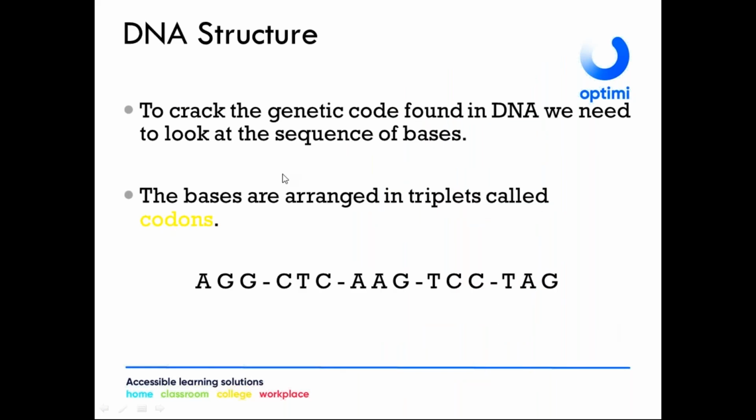So to crack the genetic code found in DNA, we need to look at the sequence of the bases. The bases are arranged in triplets called codons. Each triplet is called a codon. So in order for us to crack what protein this is coding for, we need to look at the sequence of the bases. T, C, in that order. G will be paired with C, A will be paired with T.